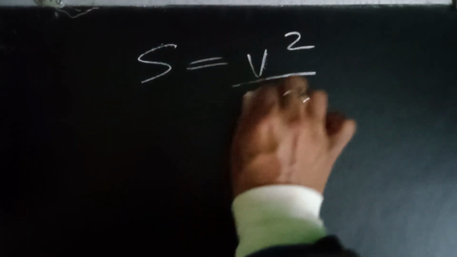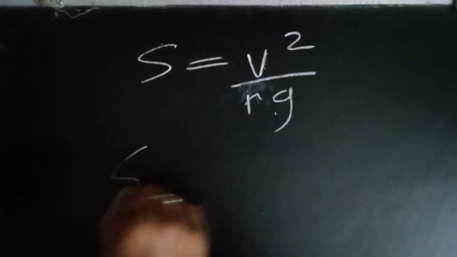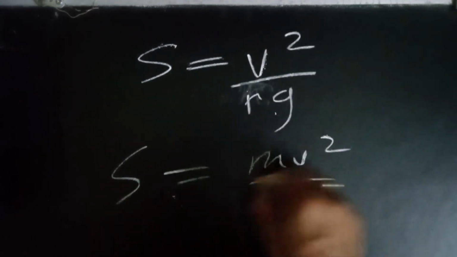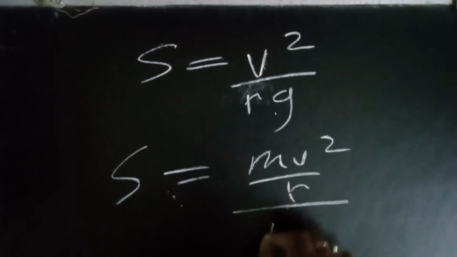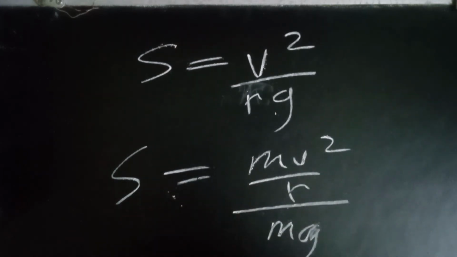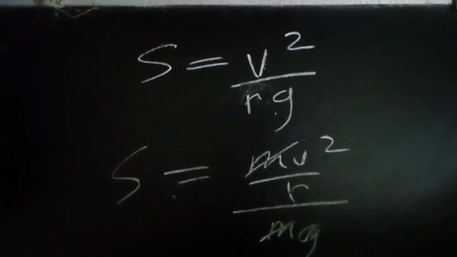Now for a cyclone separator we have the separation factor as v square by rg, and it has come from mv square upon r, the centrifugal force, divided by mg, the gravitational force. So m cancels, giving v square upon rg. This is the separation factor of the cyclone separator.